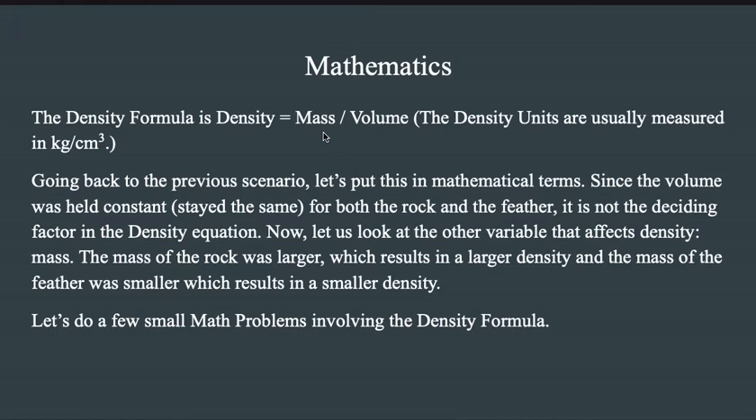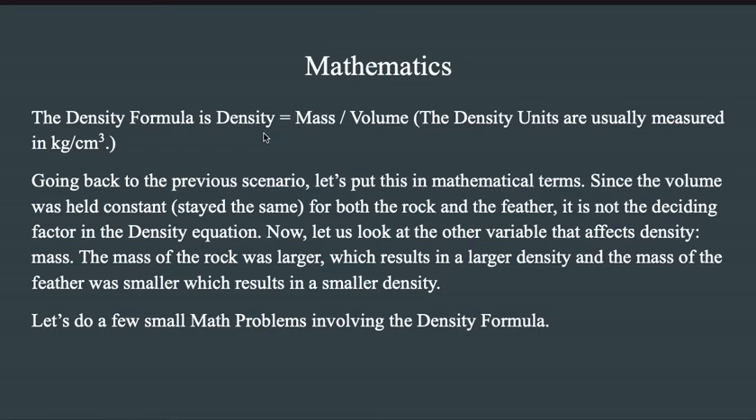So let's go back to the previous scenario and put it in mathematical terms. Since the volume was held constant, or stayed the same, for both the rock and the feather, it is not the deciding factor in the density equation. Since the volume is the same, we know that mass has to be the deciding factor to see why the density of the rock is greater than the density of the feather. The mass of the rock was larger, and it was 1 kilogram, which resulted in a larger density, and the mass of the feather was smaller, which resulted in a smaller density.